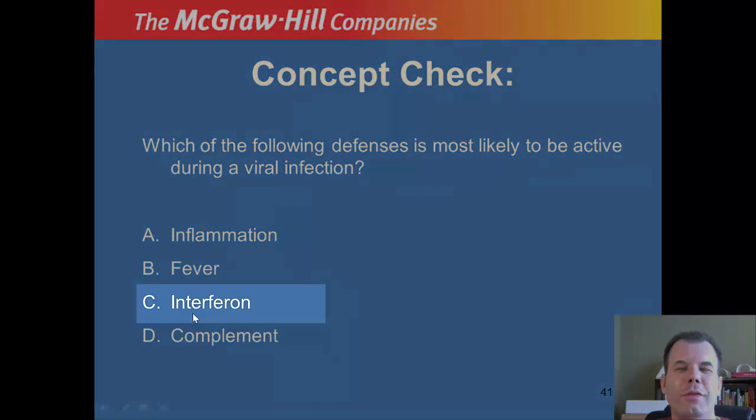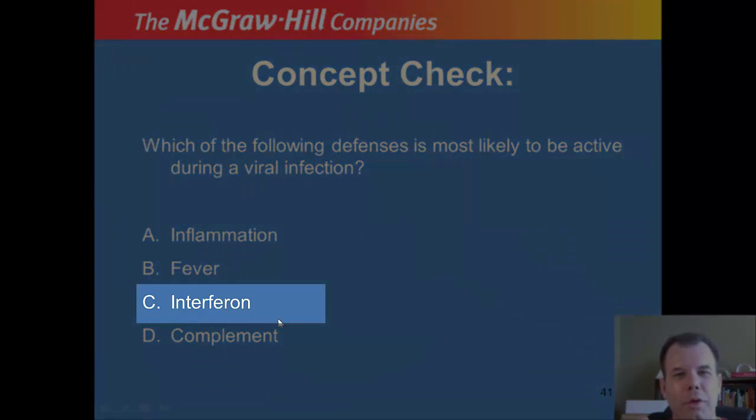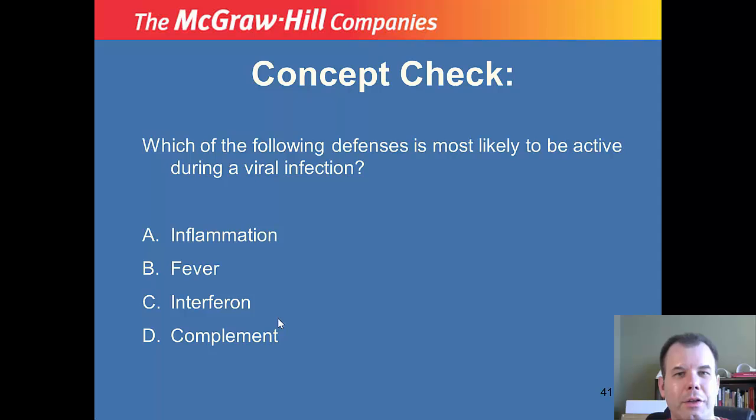Okay, if you said interferon, you'd be correct. So that was the chemical, like I said, that is kind of the silent alarm. So when cells start to get infected with viruses, they can send that silent alarm out to other cells and stimulate them and say, hey, I've got a virus inside of me. Let's do something about this. And so interferon is a great component of that.